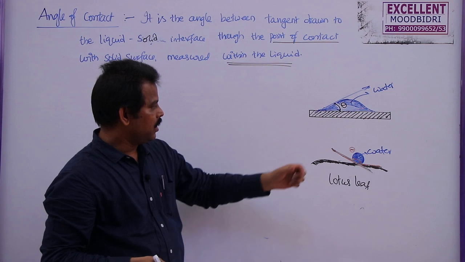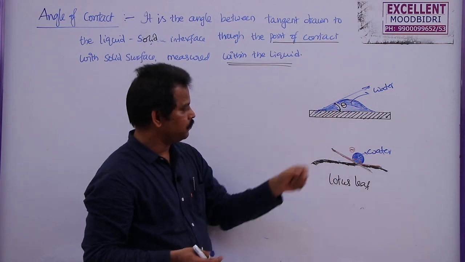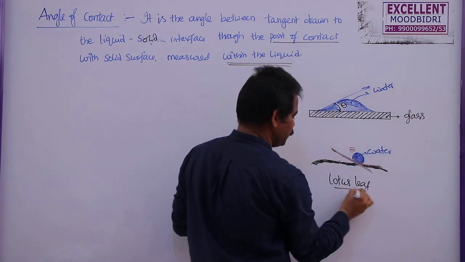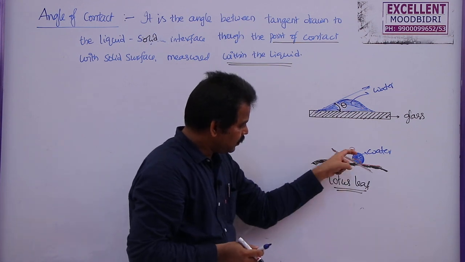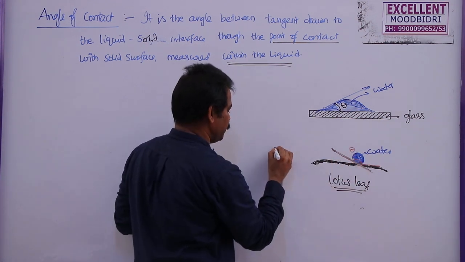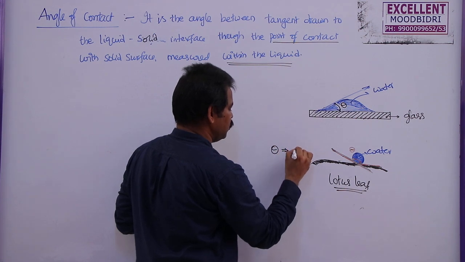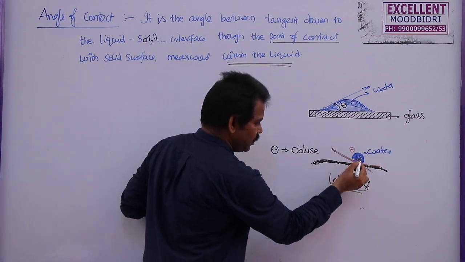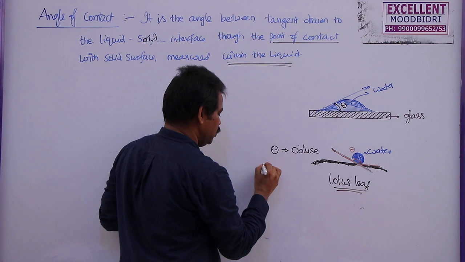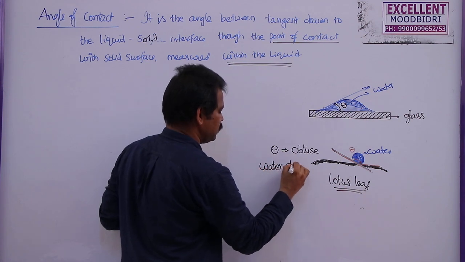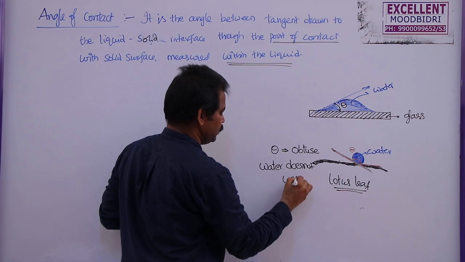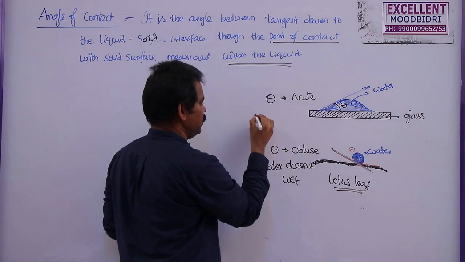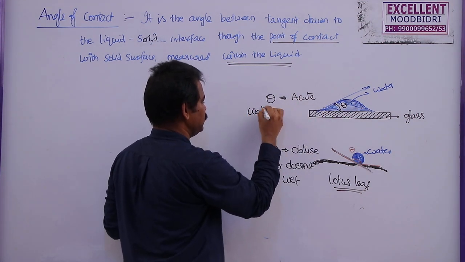In both cases we are taking water only, but the solid surface is different. Here the solid surface is glass, whereas here the solid surface is a lotus leaf. If this angle is obtuse, here it is more than 90, if theta is an obtuse angle, then this water will not wet the lotus leaf. So water does not wet. If theta is an acute angle, that is less than 90, then water wets the solid surface.